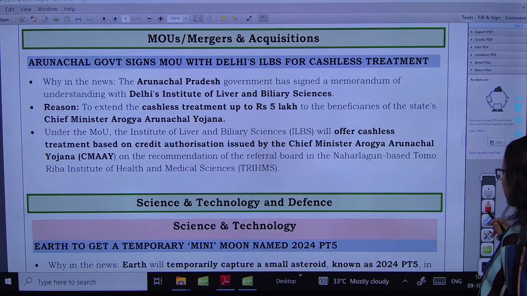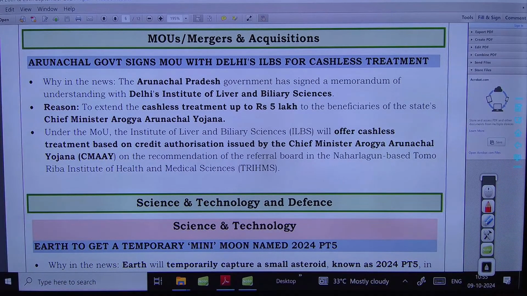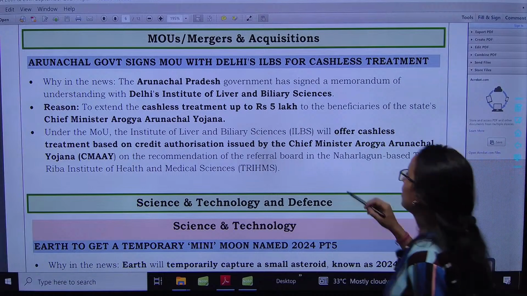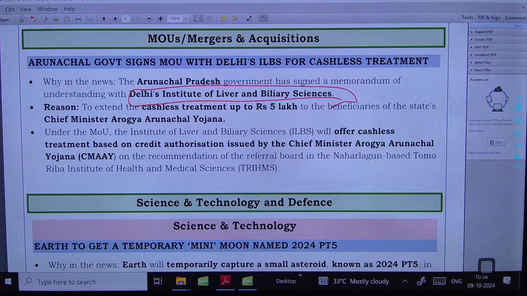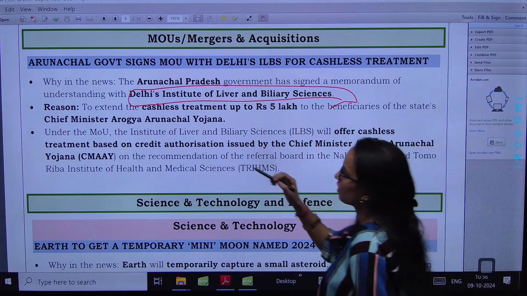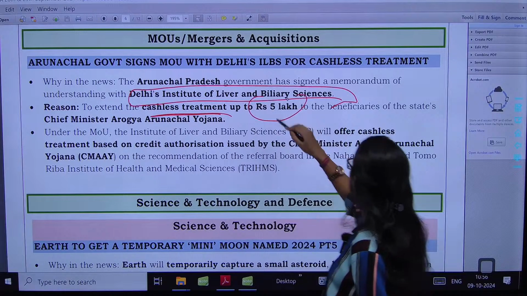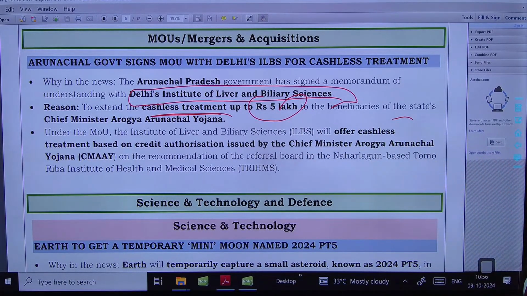Now let's see, this was about the state news. In the MOUs, mergers or acquisitions, we don't have too much today. You only have one news, which is the Arunachal Pradesh government signing an MOU with Delhi's Institute of Liver and Biliary Sciences. Remember. So Arunachal and Delhi's institute have signed this MOU. What is the reason? Extending cashless treatment up to rupees 5 lakh to the beneficiaries of the state's Chief Minister Arogya Arunachal Yojana.